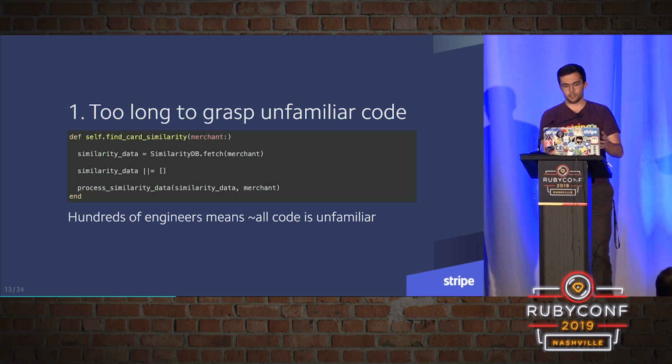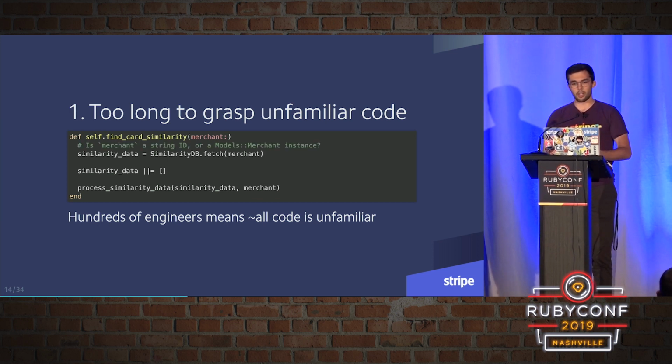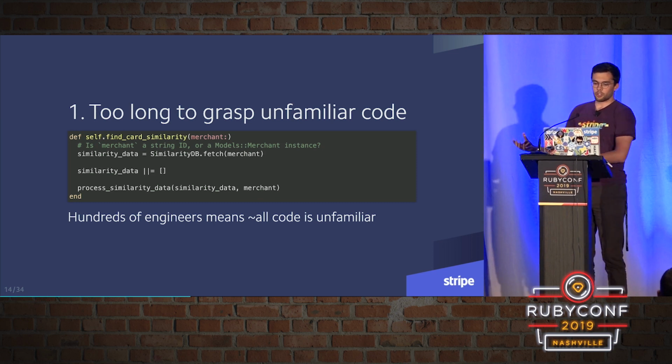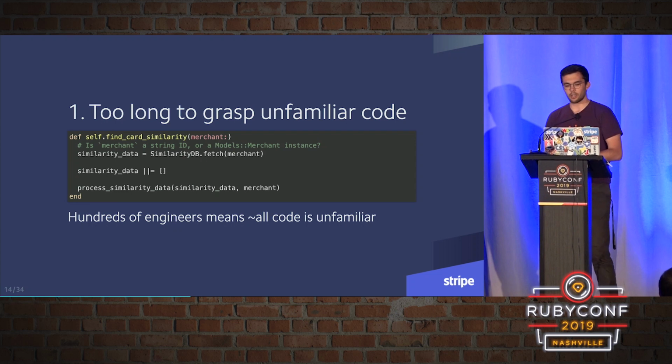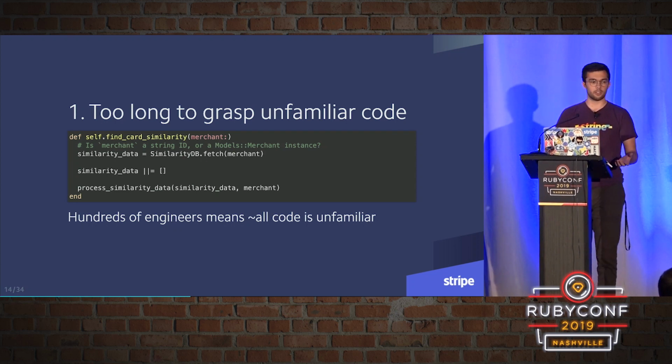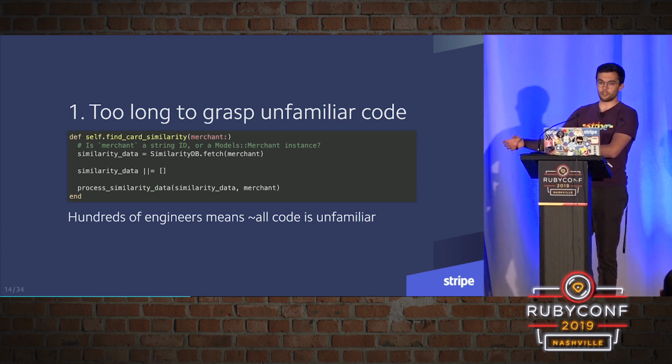And so it's our task to understand it. But we really have no tools to figure out what's going on here. The first question we might ask about this code is that merchant argument: is that a string ID of a merchant's unique ID, or is that an actual object that's some model instance? And we can't actually tell, because it's just being passed on to 2 other functions.